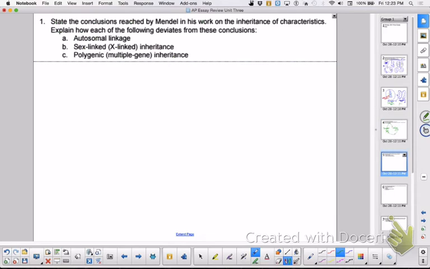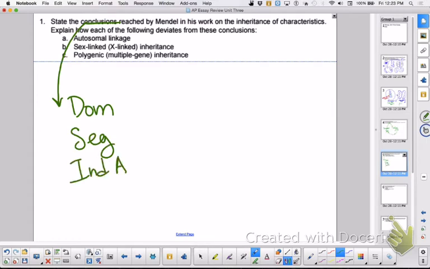It says, state the conclusions reached by Mendel in his work on the inheritance of characteristics, and then explain how the following deviate. So the first thing you have to do is give me Mendel's conclusions. So what are Mendel's conclusions? The law of dominance, the law of segregation, and the law of independent assortment. So you would explain that.